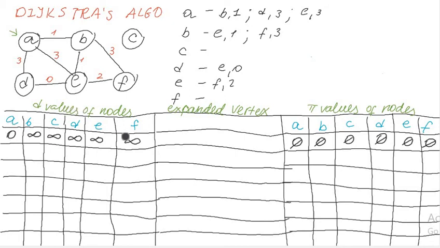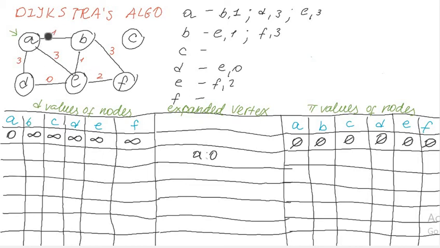So we look at this table and we see that the minimum weight is 0. So we put that node into the expanded vertex column. That's gonna be A with weight 0. And next we will find all the nodes that are connected to A. So in this case, it's B, D, and E. So let's write their weights here.